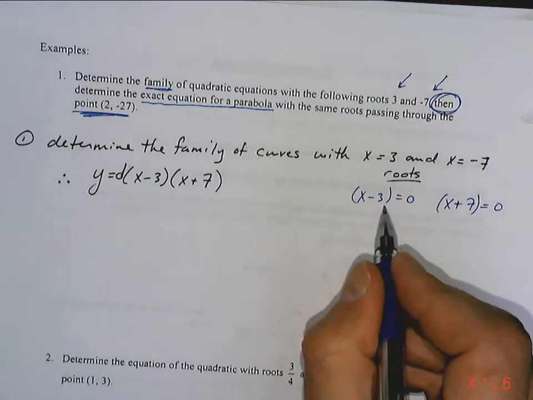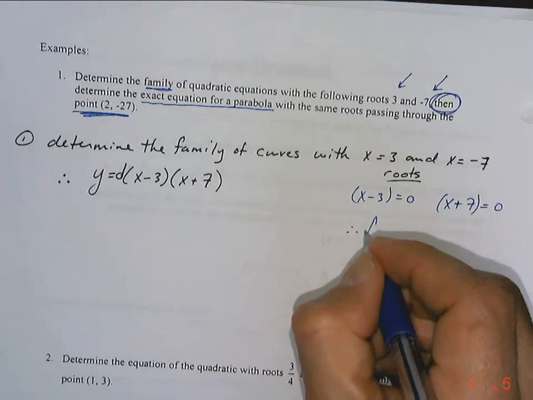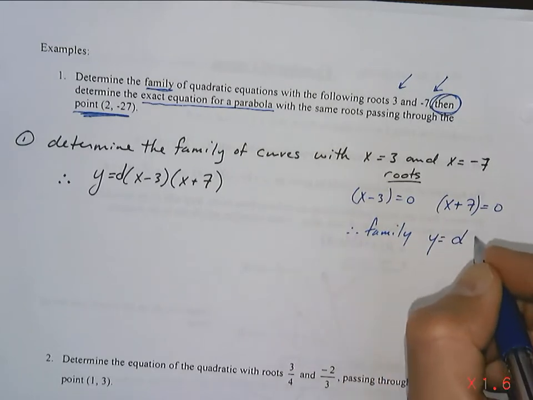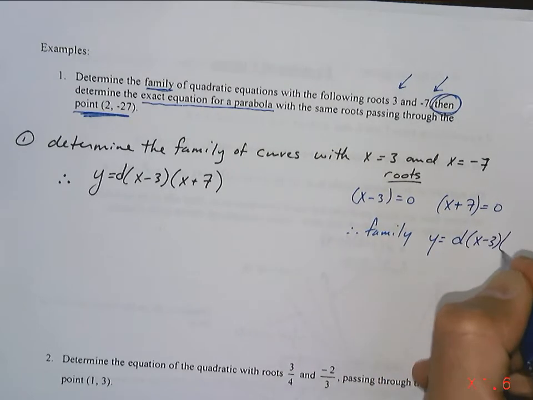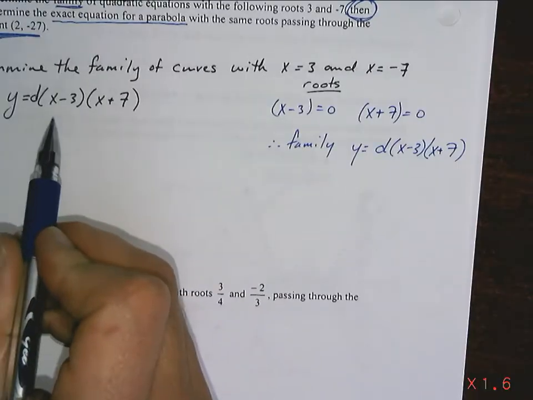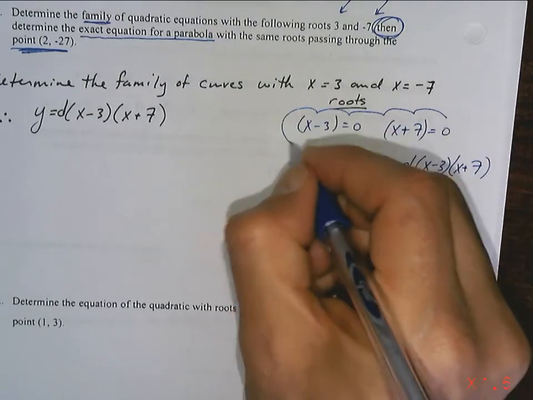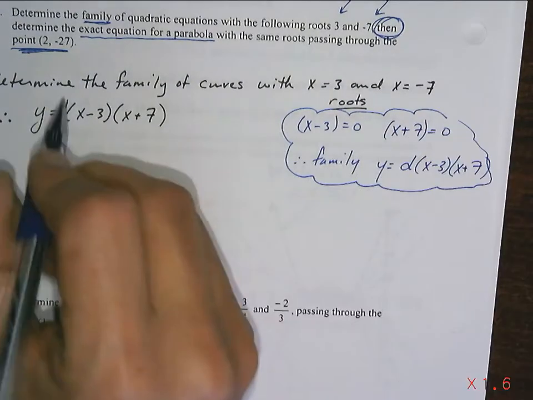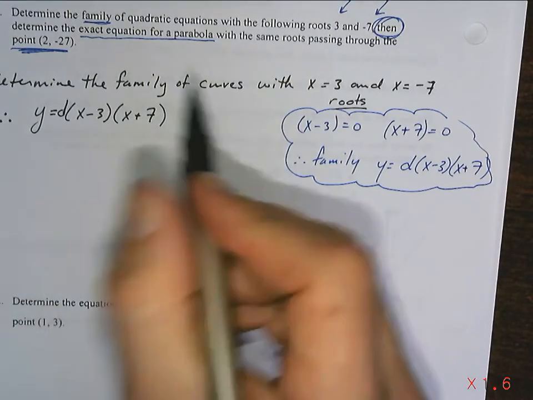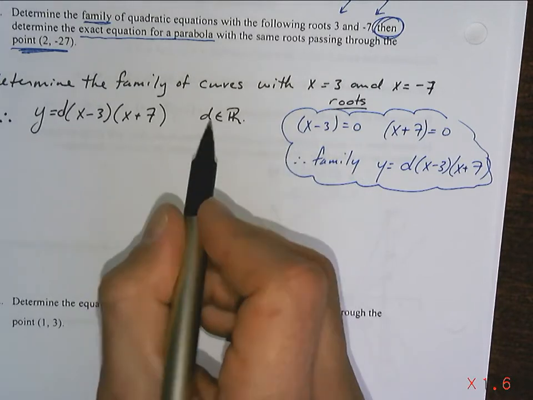Okay, so then what I did was I took these 2, and I said for the family, it would be y equals d, x minus 3, x plus 7. So do you see how I went straight to here? Okay, so I got a little bit extra over here to explain what's happening. So that's the family, where d represents, or d is an element of the real numbers. And what that means is that d keeps changing.